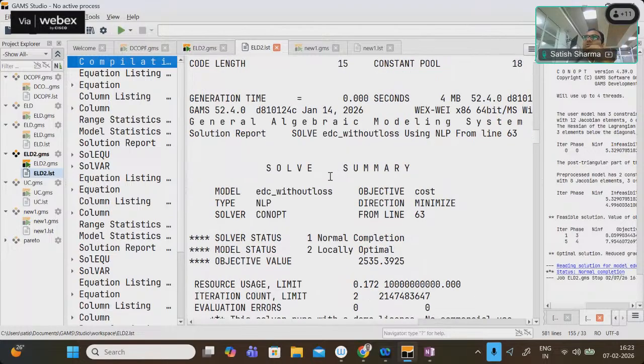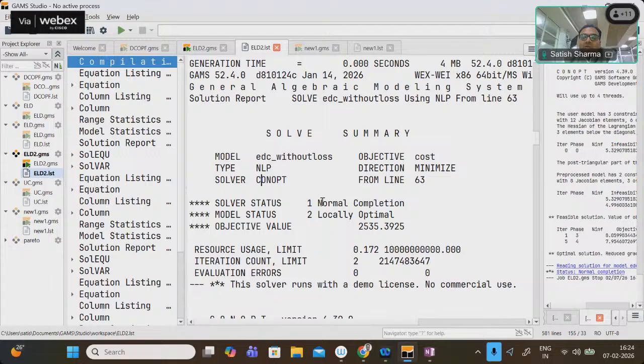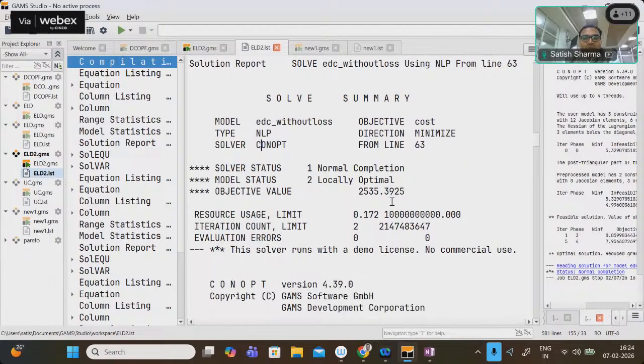Then it is providing some solving summary, that this is the name of the model which we have provided. The objective, whatever we have given, the direction was to minimize, and it is available on line number 63. Type was NLP, and then GAMS used the CONOPT solver. So there are many solvers, and GAMS used CONOPT to solve the non-linear programming. The solver status was normal completion, so it means we have obtained a good optimal output. Okay, and model status is locally optimal. For non-linear problems, it's very difficult to claim that the global optimum has been obtained.